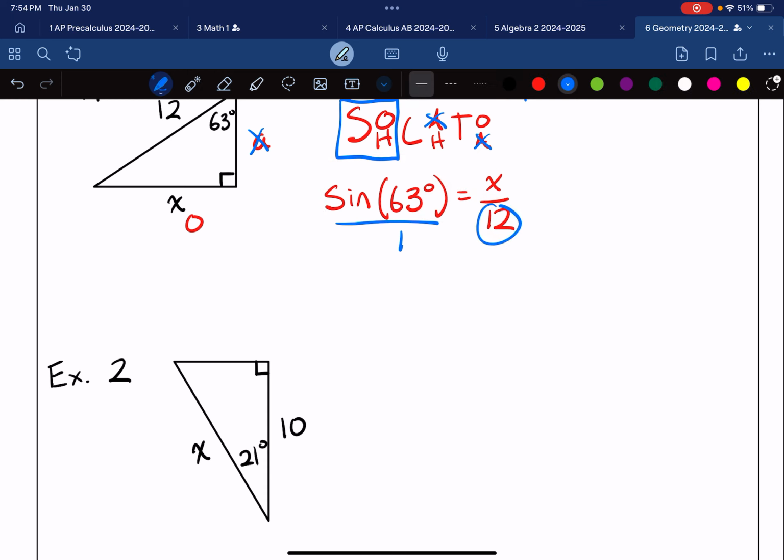The answer here, 12 is going to move to the top left, meaning that I have 12 sine of 63 degrees is equal to x. And there's my answer. So I just need to open up my calculator.